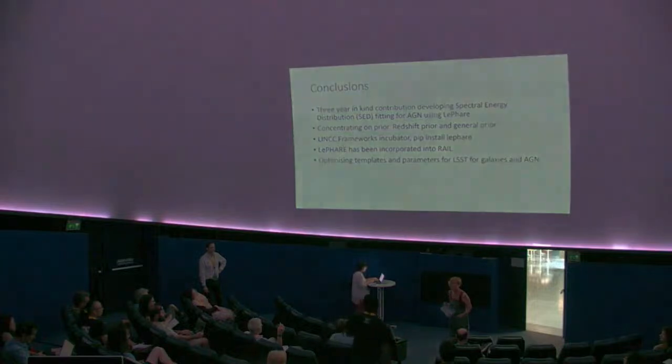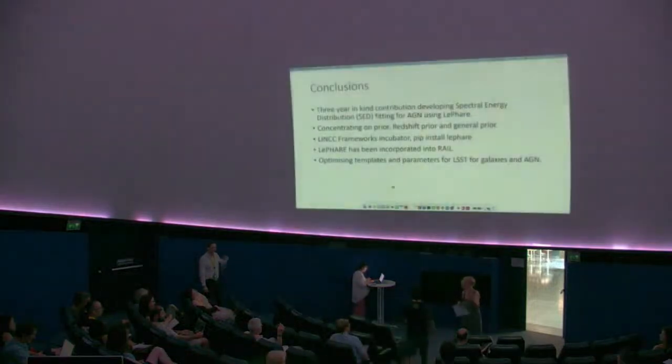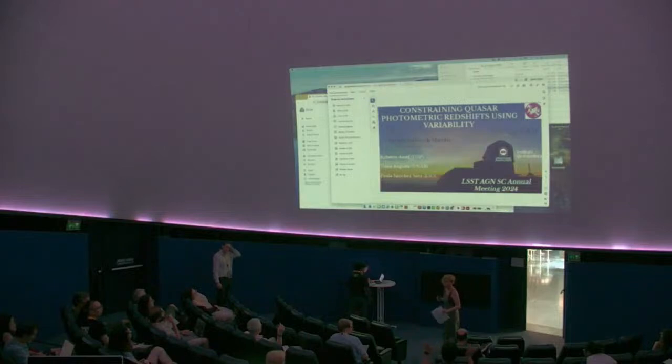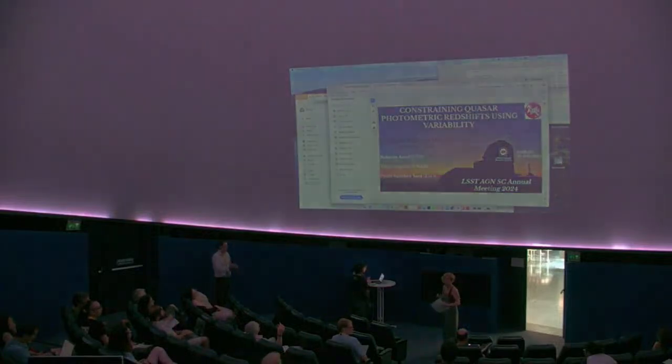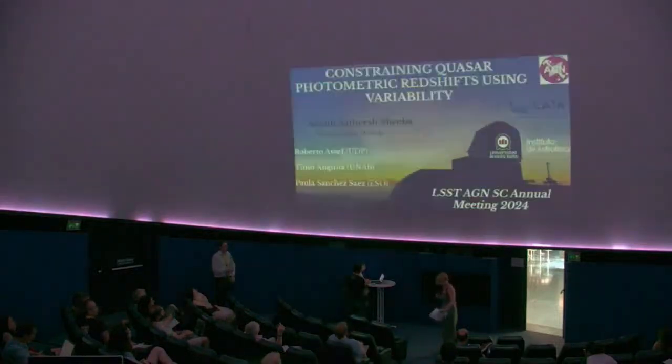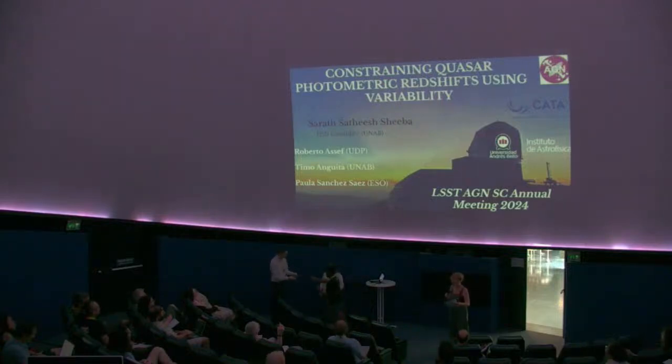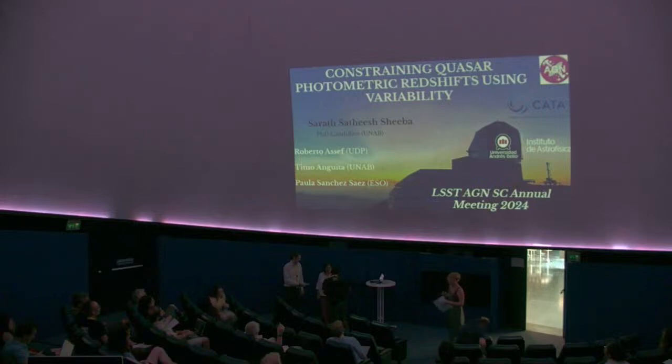Degeneracy when you have fewer colors to use. It's better to correct for variability than to ignore it. So, as I was saying, we are going to have the priors in the left part. One of the priors is indeed the variability. This is the work that Sarath is doing with Roberto, trying to get this variability.